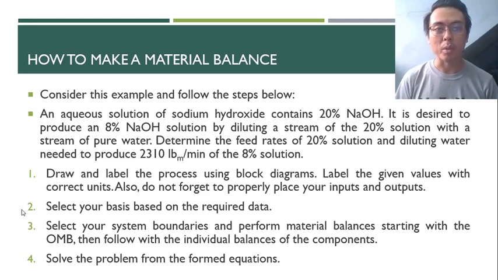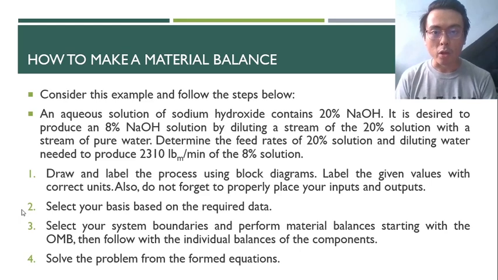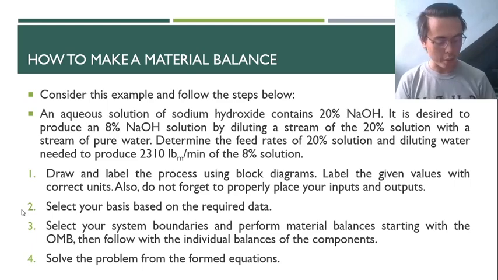We are now on step number two. Select your basis based on the required data. And by the way, what are the required data? So based on the problem, we are required to determine the feed rates of stream A and stream B. So we are required to determine stream A and stream B as written here.